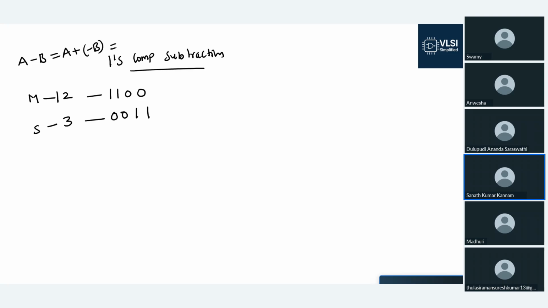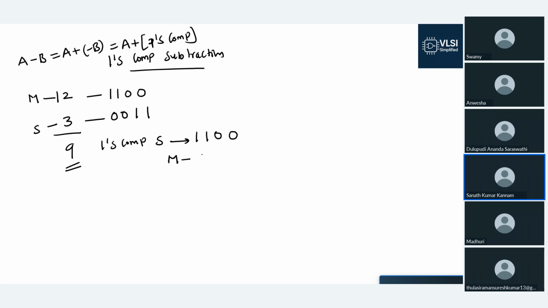Negative numbers can be represented in forms like 1's complement or 2's complement. Here I'm using the negative number as 1's complement. Normally, 12 minus 3 is 9. So first you need to apply the 1's complement for the subtrahend. If you apply the 1's complement to the subtrahend, you get 1100.